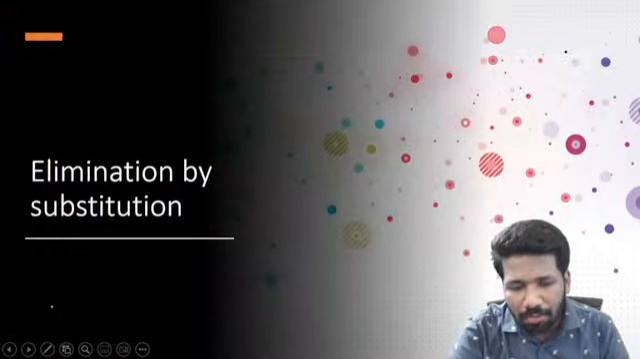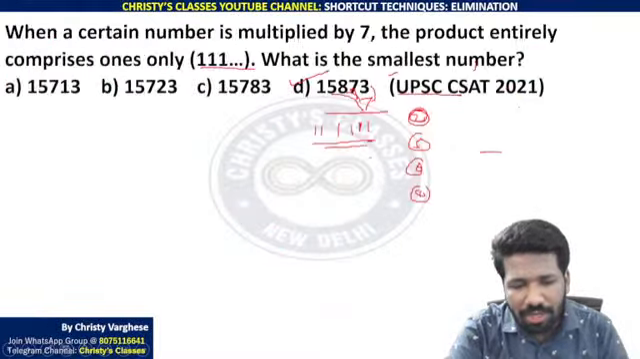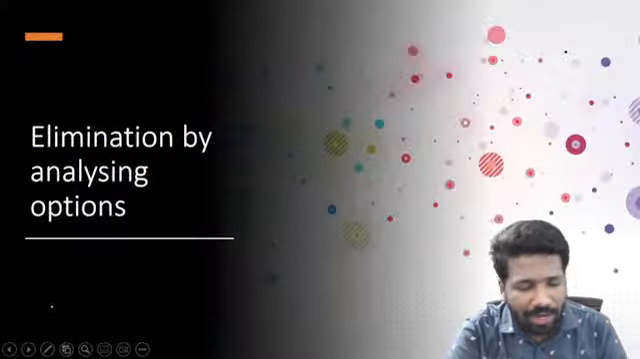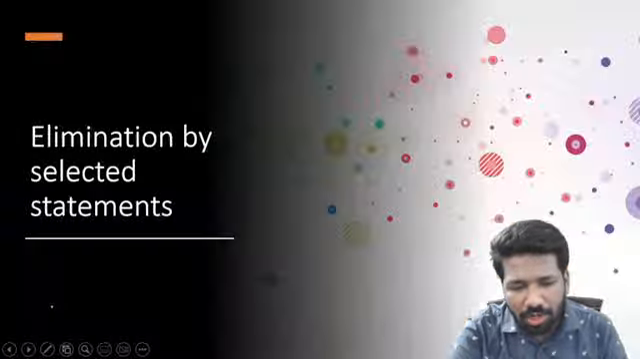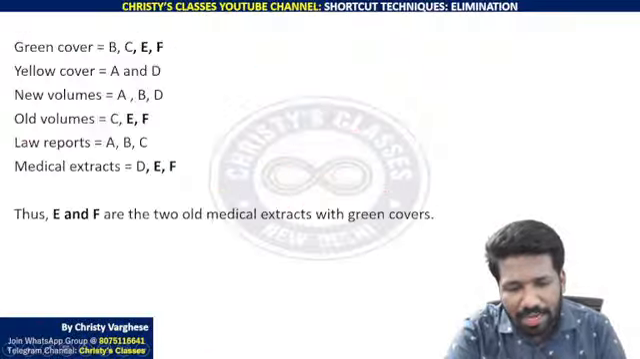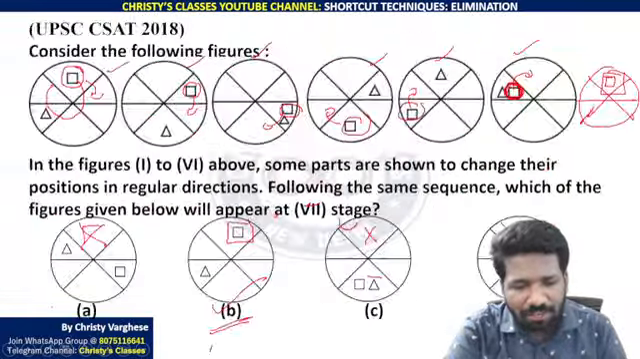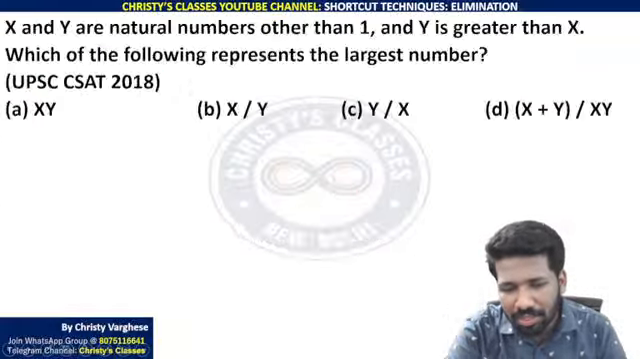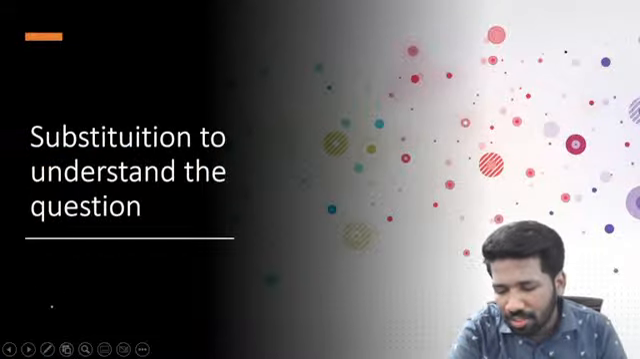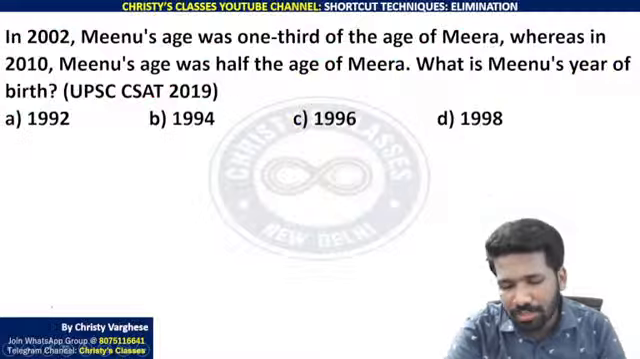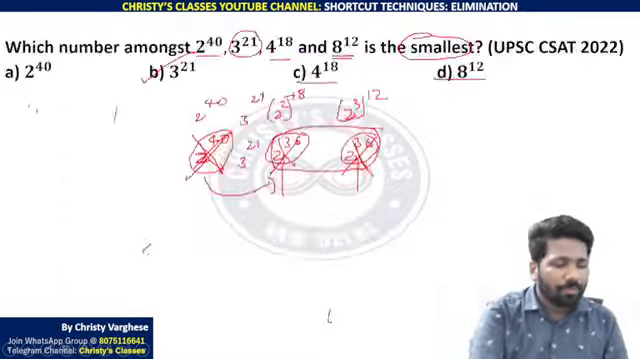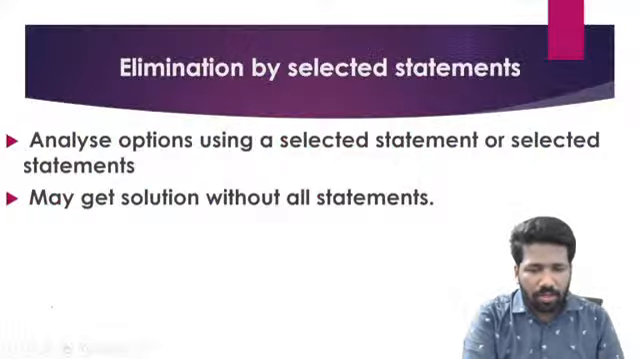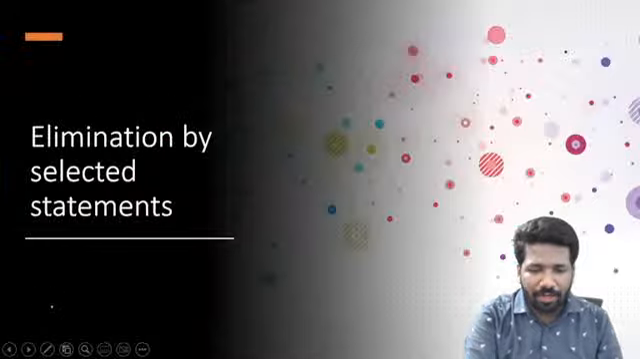Okay, so elimination by substitution, elimination by related options or analyzing options, elimination by selected statements, elimination by observing figures, and elimination by related options. 5 ways of elimination. And in some questions, elimination itself will help you to understand the question better. So yeah, any doubts or anything you want to ask, please ask now.